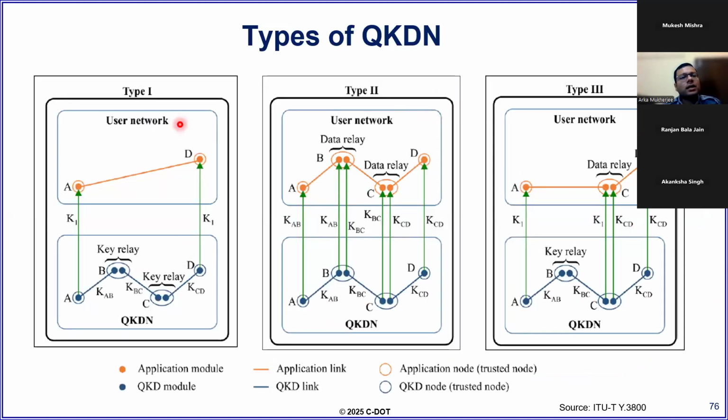So they have classified QKD networks into three types, and these types are very simple. In QKD there is a QKD layer and there is a user network. In type 1 you can see that the user network is directly connected, but due to distance limitation the QKD network has two relays. Here, due to increased distance, the user network and the QKD network have the same number of relays. Here it is the data relay and here it is the key relay. So it has the same number of relays, and here it has an asymmetric number of relays: two relays here and one relay here. This is a very simple classification of type 1, type 2 and type 3 QKD networks. They have given it in the standard, again ITU-T 3800.